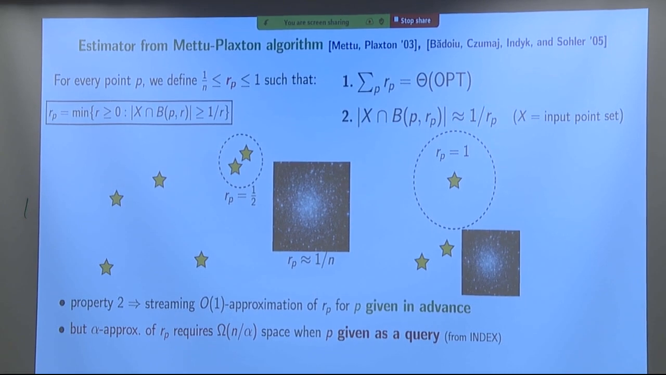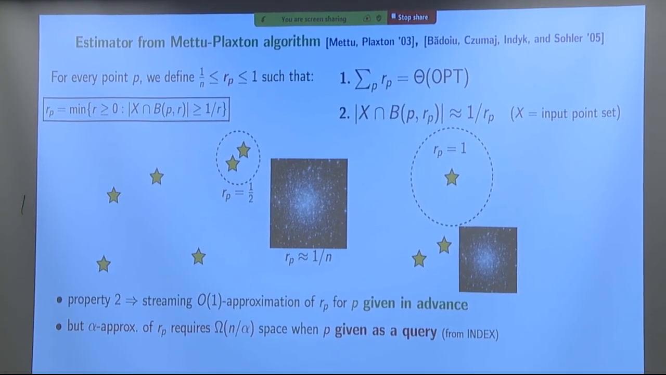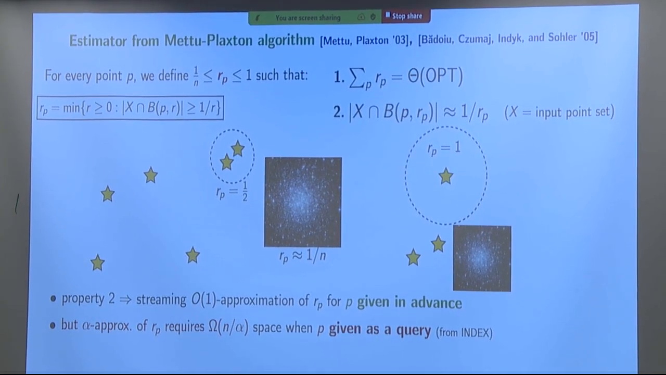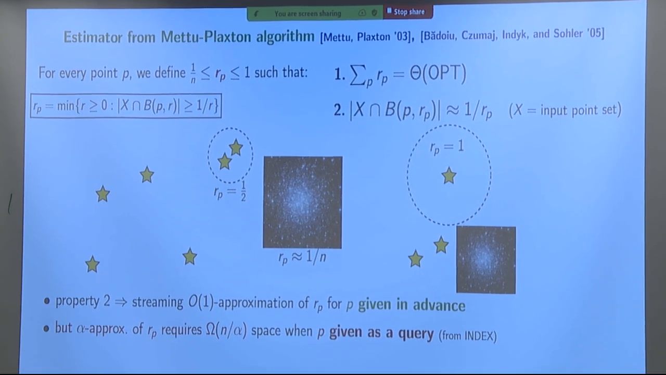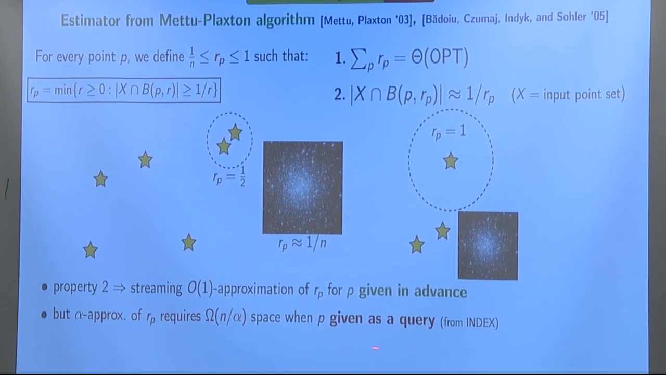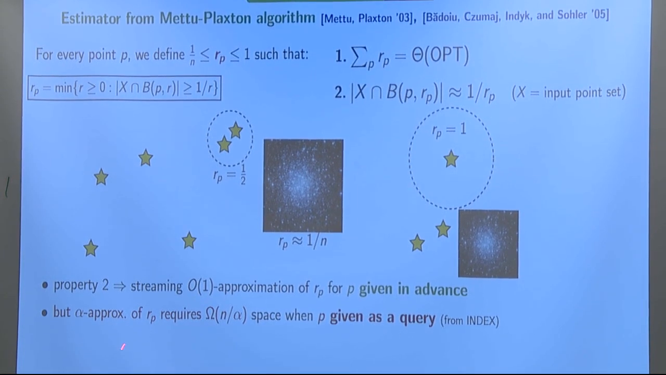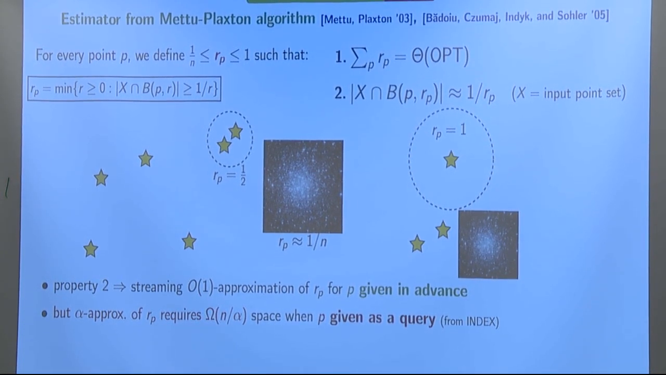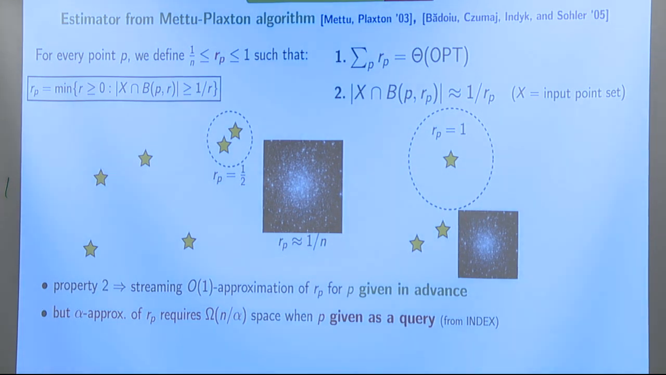Now the bad news here, and it's also not difficult: if you don't know this p in advance and you want to process the stream of points and then estimate r_p for a point p given as a query, you need a lot of space. You need to basically store everything if you want a constant factor approximation. So what we actually take as our approach is that we will sample some points from the stream and then estimate these r_p's.